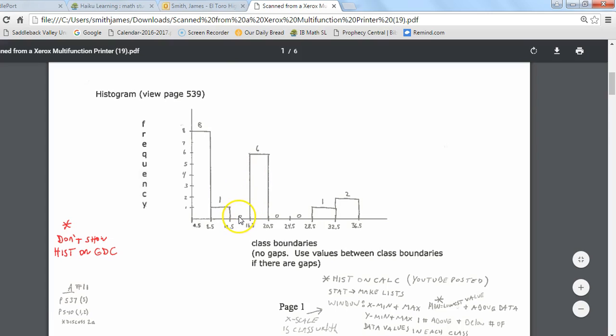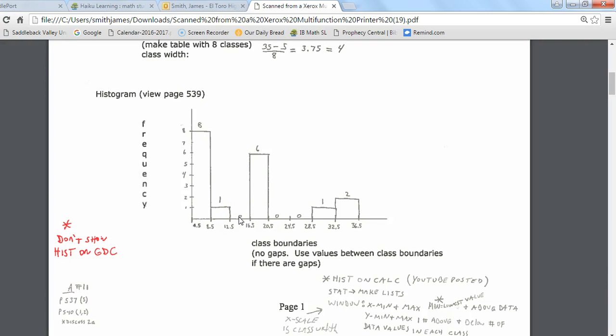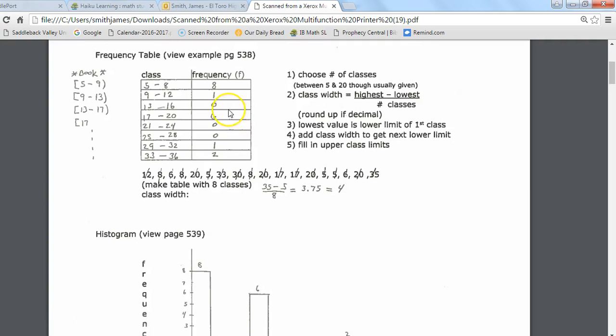If it doesn't have any data within a specific class, still put something there. Put a 0 just to help you connect where the next bar would start, and that way you don't miss anything. You got all your numbers accounted for. It will just help you keep everything organized. And so you can see within the next class from 12.5 to 16.5, that went up to 0. From 16.5 to 20.5, we go all the way up to 6.